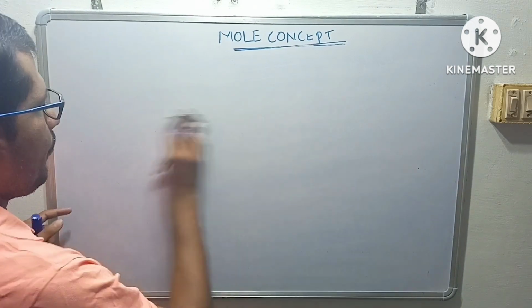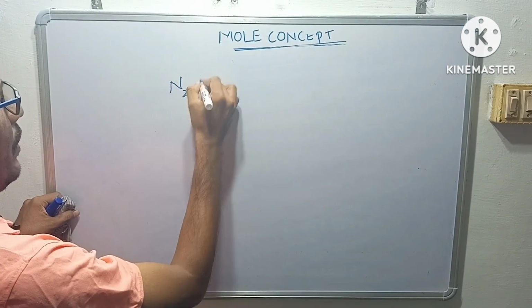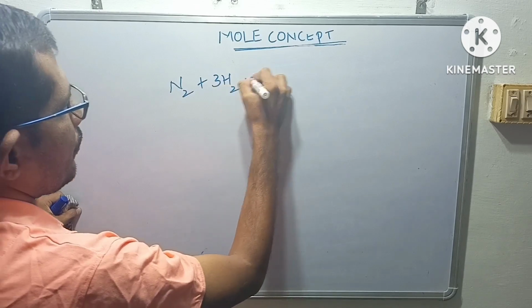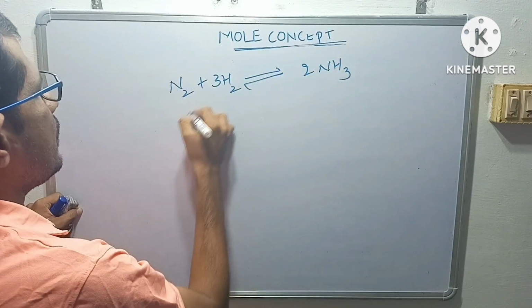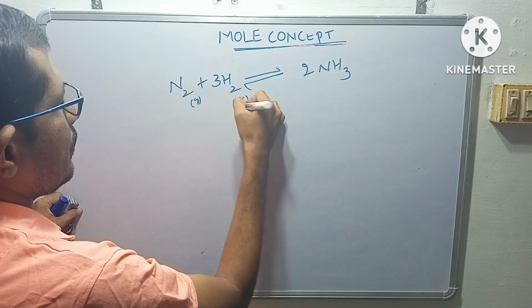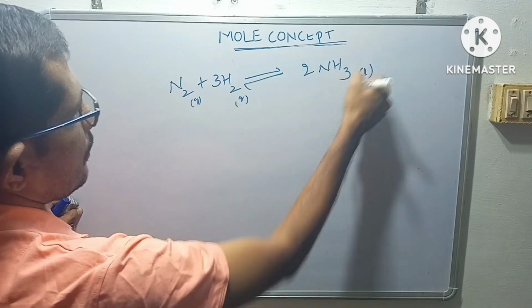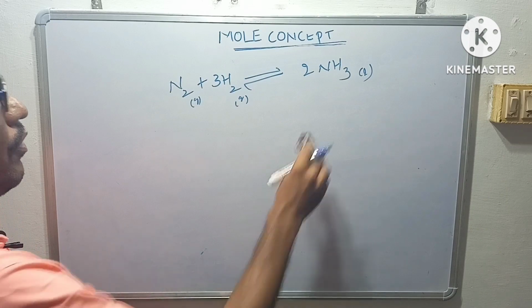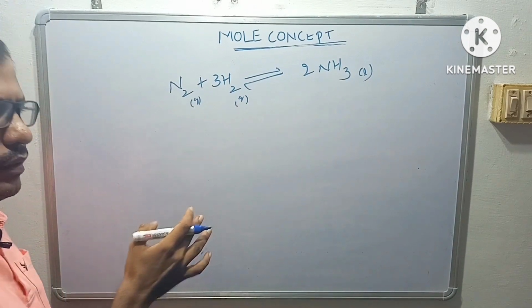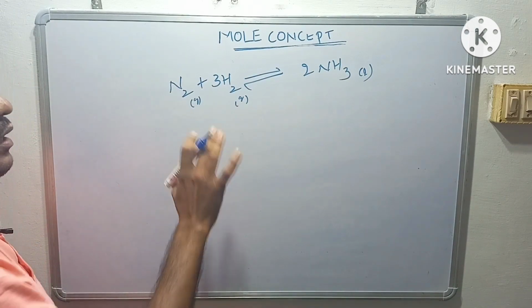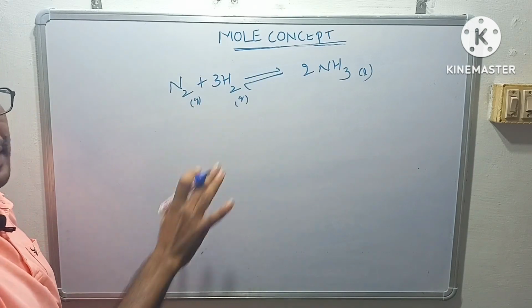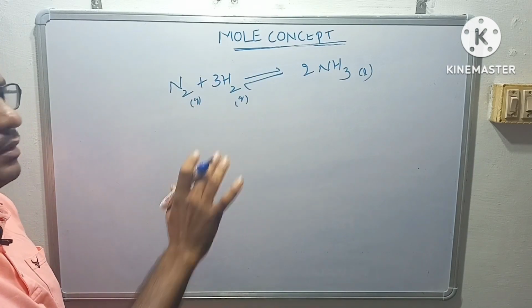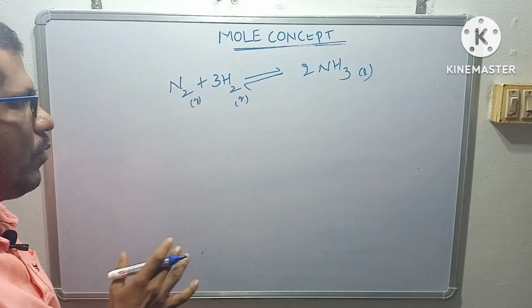So N2 plus 3H2 gives rise to 2NH3. So if I mention the states, N2 gas, H2 gas, 2NH3 liquid. In chemical reactions, we are going to study details about the states and everything, and why two arrows, that we are going to study in reversible reactions. Now just observe this reaction, right?